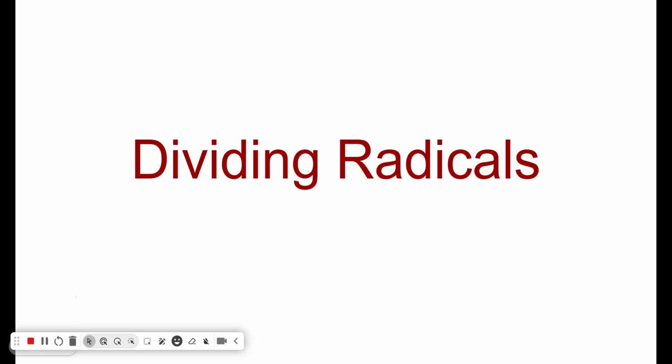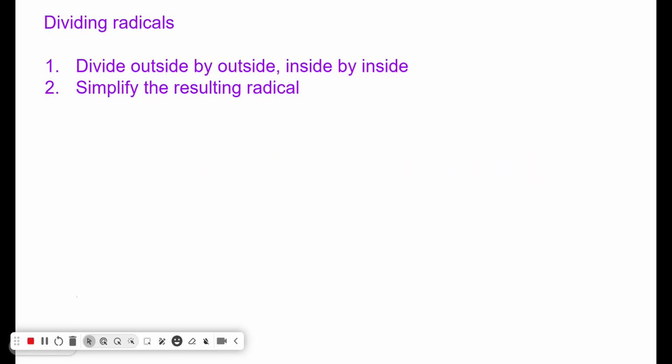Alright, let's divide some radicals. In a previous video, we talked about adding and subtracting radicals. We also talked about multiplying radicals and the process behind that. Dividing radicals is a lot like that. First, you want to divide the outside by the outside and the inside by the inside, and then you're going to simplify the resulting radical.